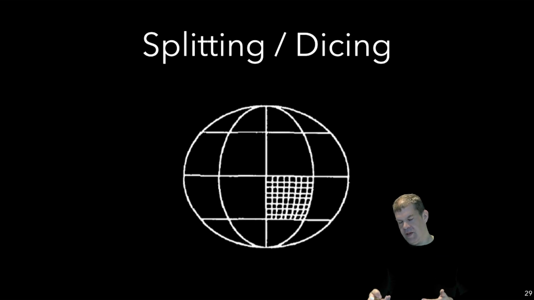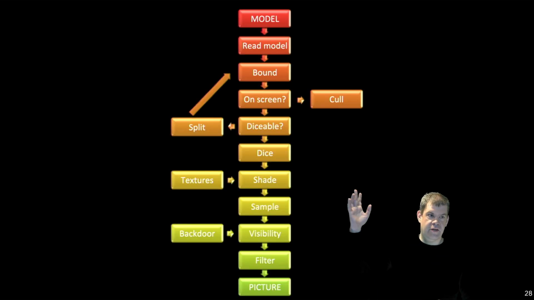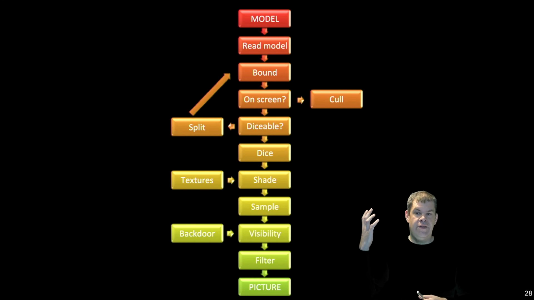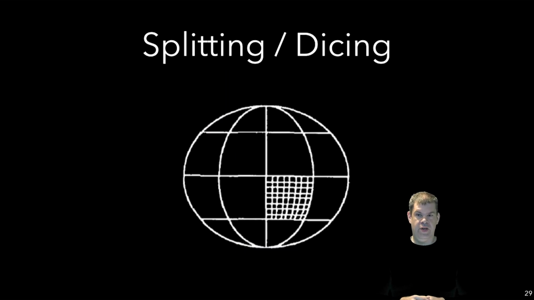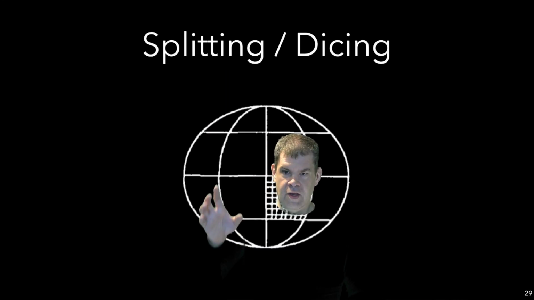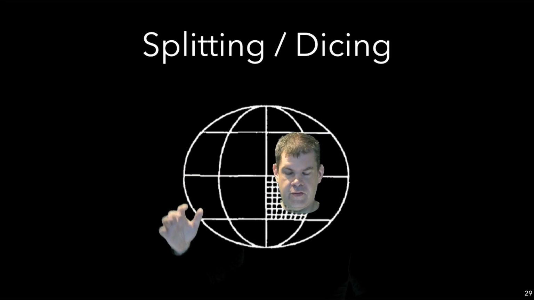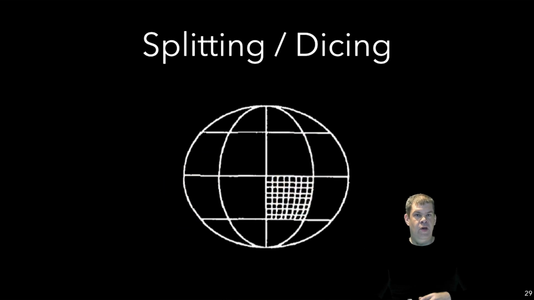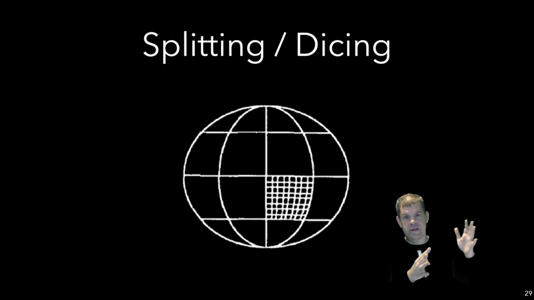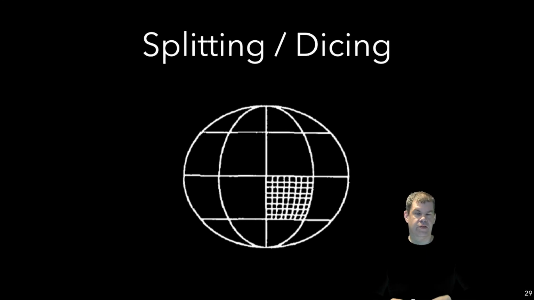So what happens if diceable returns no? Let me again go back to this overview. Then something called split would be called. Split would again be an operation that you would have to implement on your geometry. And that's what you see here: the object is split into smaller objects. So your geometry needs to be able to split itself into multiple smaller objects, for instance in the center, left, right, or so.